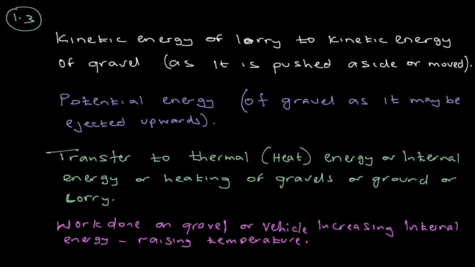Question 1.3. Discuss the energy transfer that takes place when a vehicle is decelerated in an escape lane. Kinetic energy of the lorry is transferred to kinetic energy of gravel as it is pushed aside or moved. The potential energy of the gravel, as it may be ejected upwards, is transferred to thermal heating energy or internal energy, or heating of gravel or ground or lorry. Work done on gravel or vehicle increases internal energy or raises temperature.